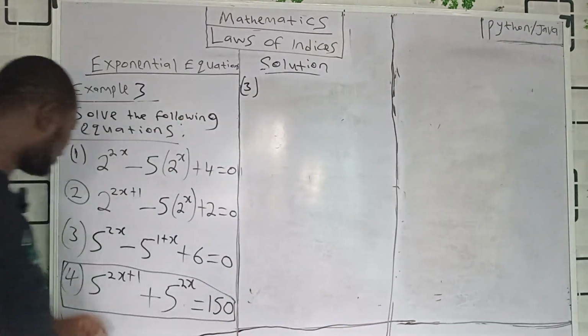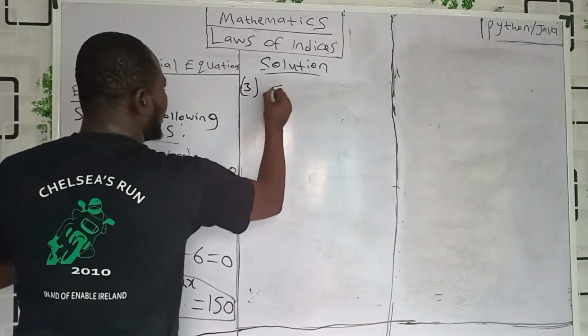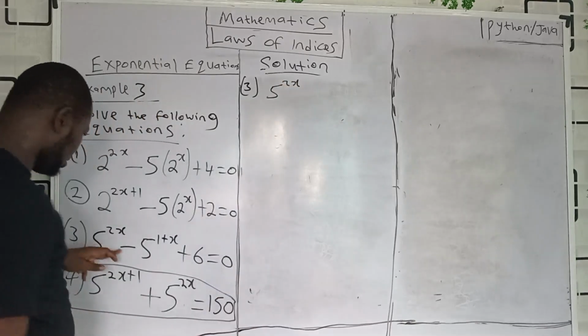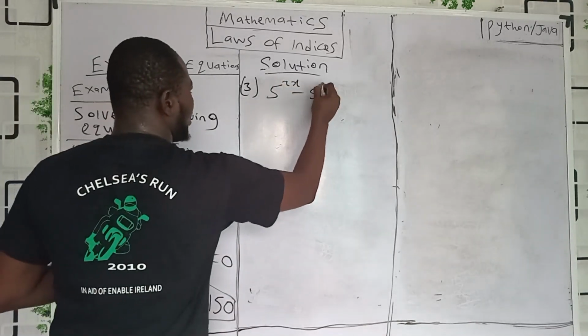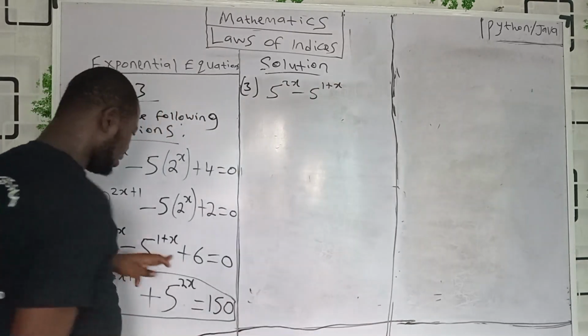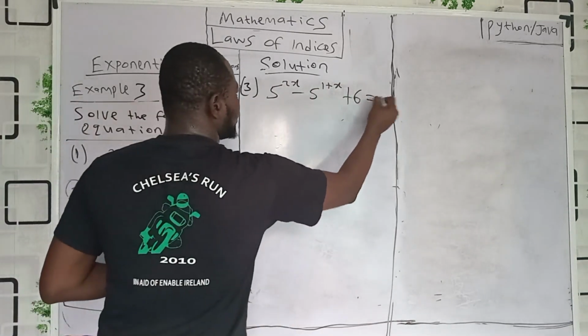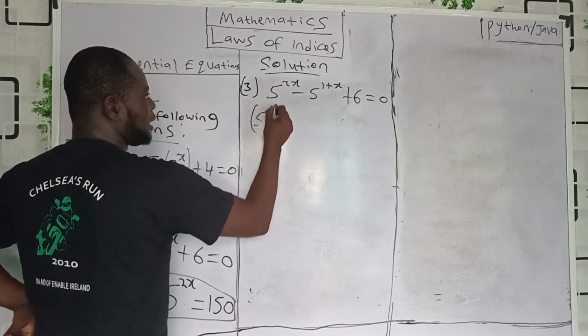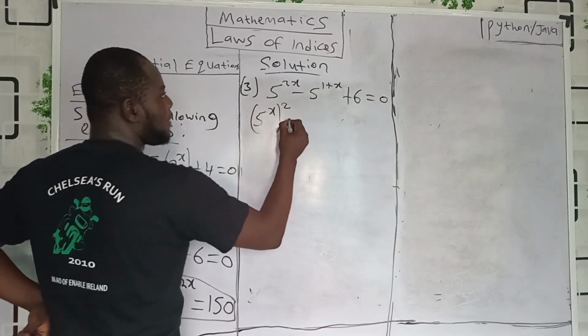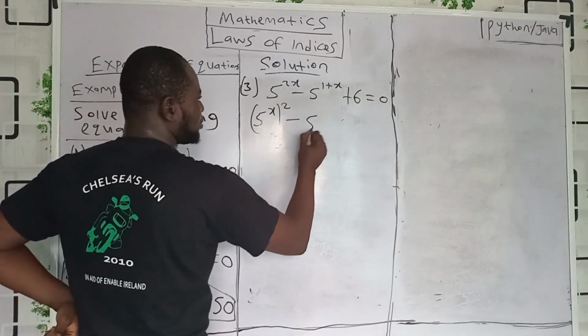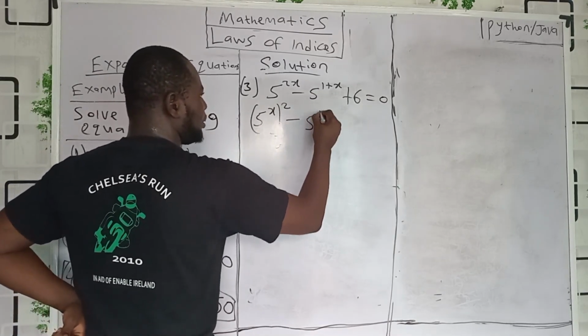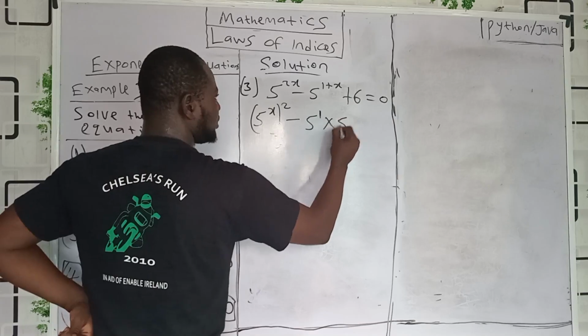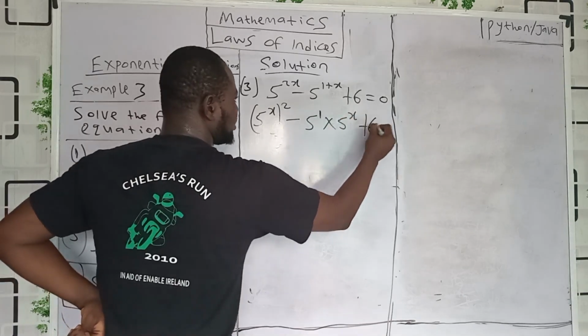We have to solve this equation: 5 raised to power 2x, minus 5 raised to power 1 plus x, plus 6 equal to 0. I can write it as 5 raised to power x, raised to power 2. Minus, I can write this one as 5 times 5 raised to power x. Everything plus 6 equal to 0.